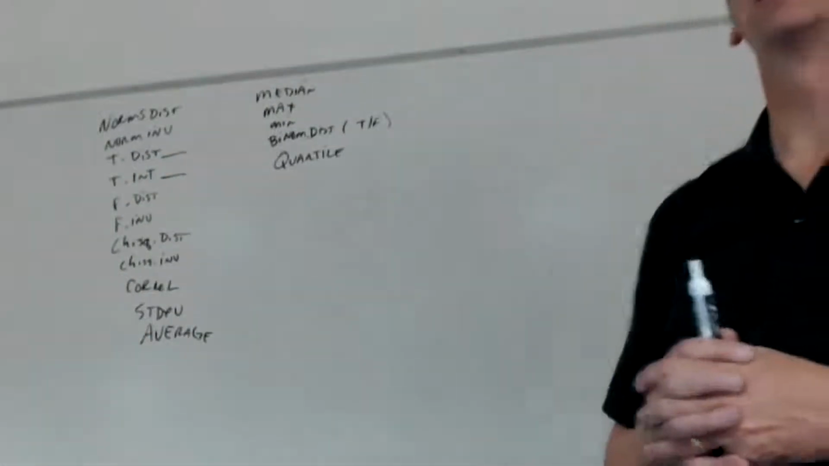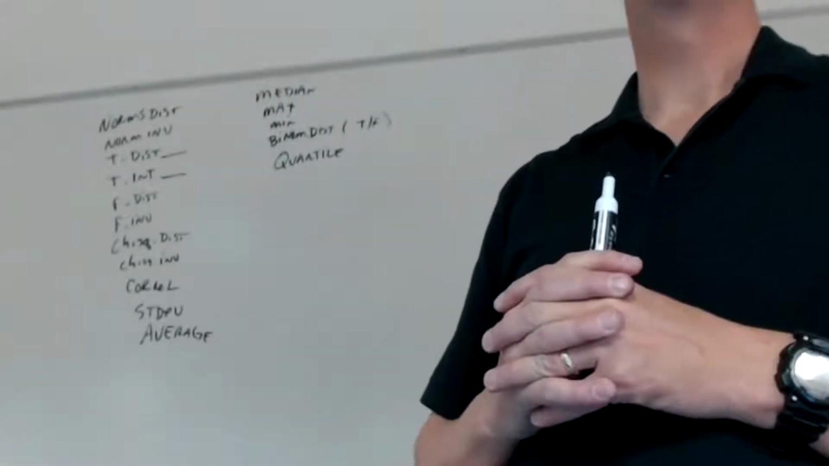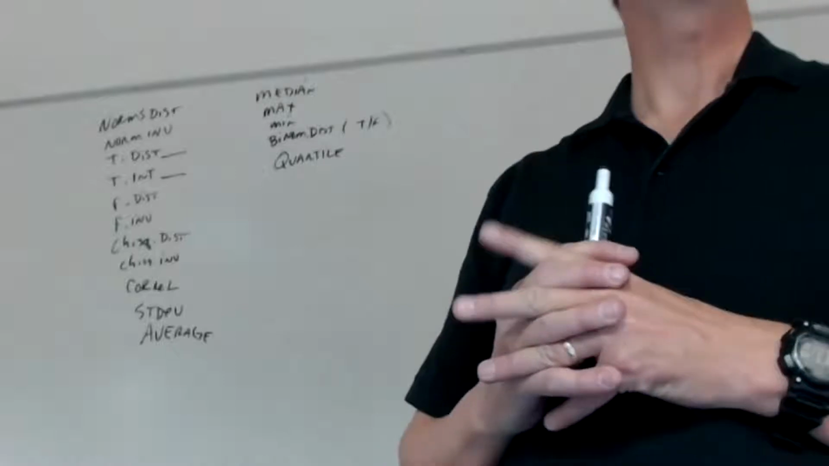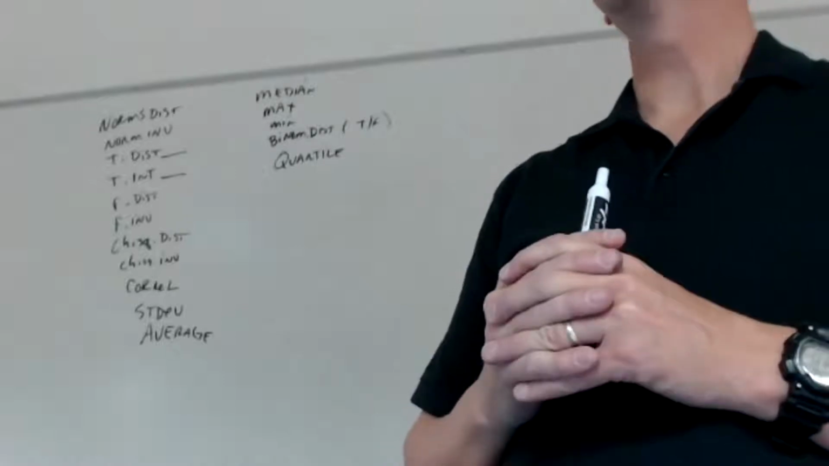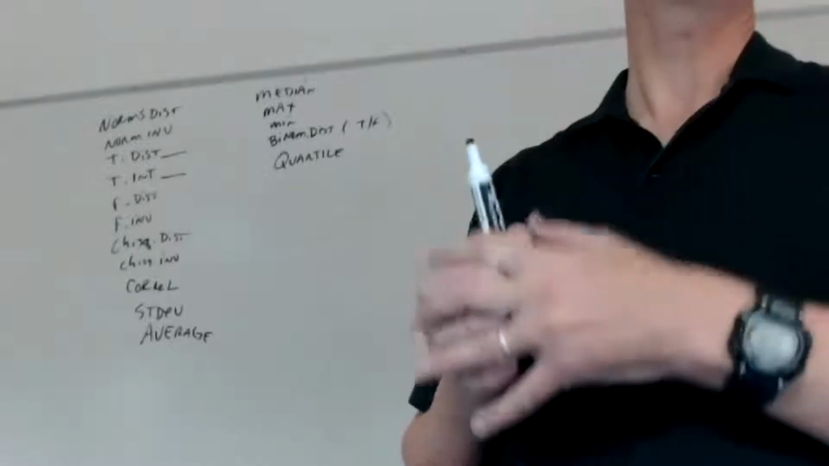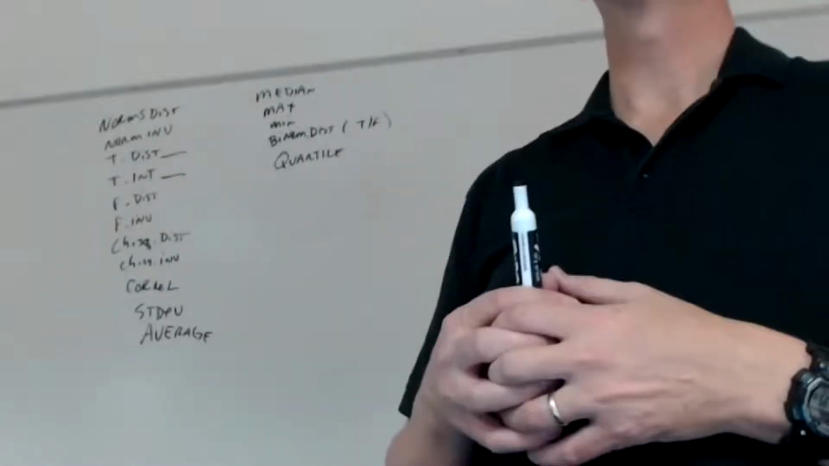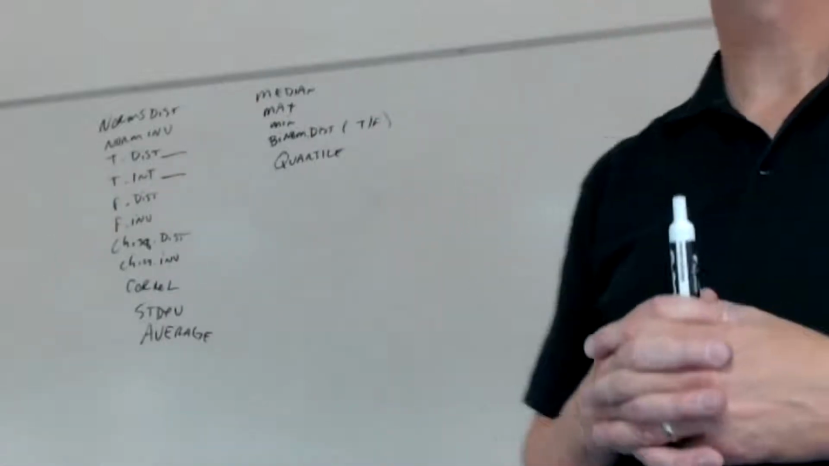So the function was inverse and dist. What's the difference between inverse and dist? Dist gives you p-values. Inverse gives you a z-score, well, a critical value. Z-score, F-score, chi-square, whatever.